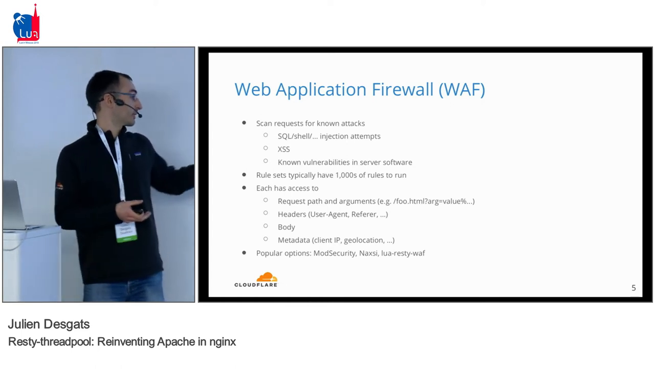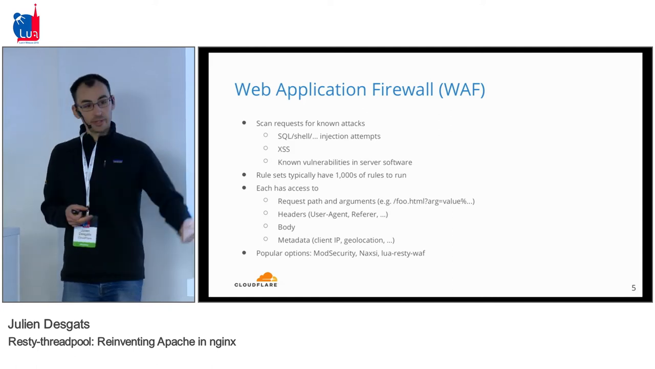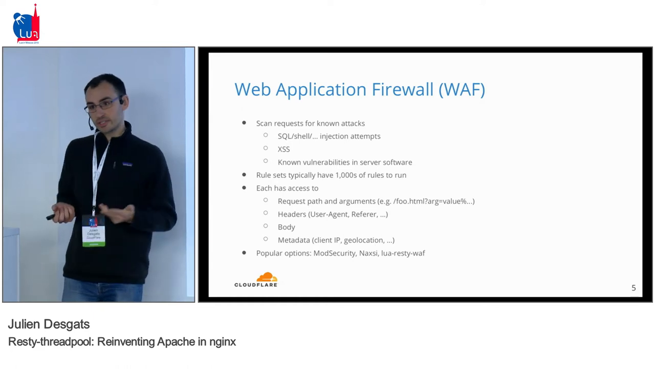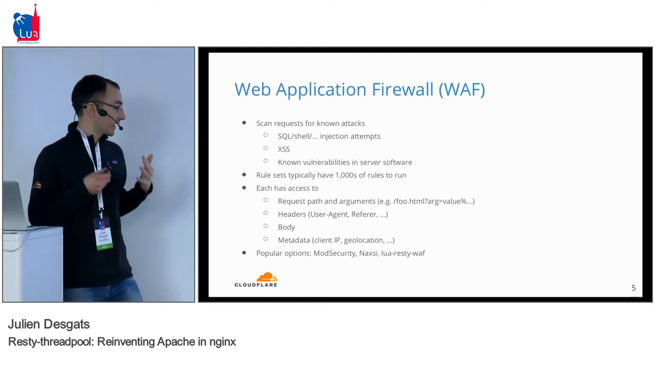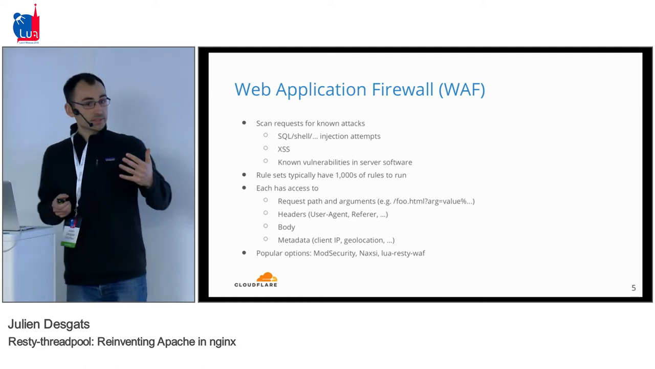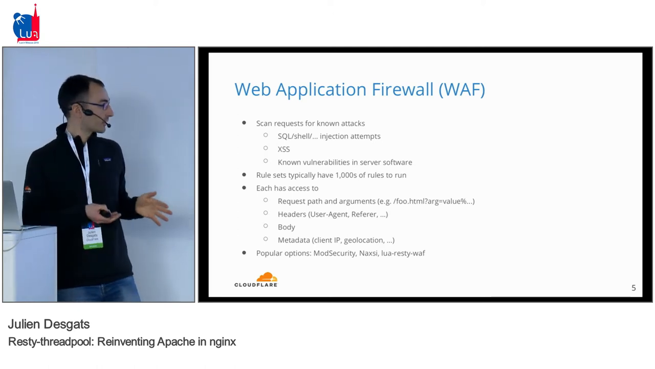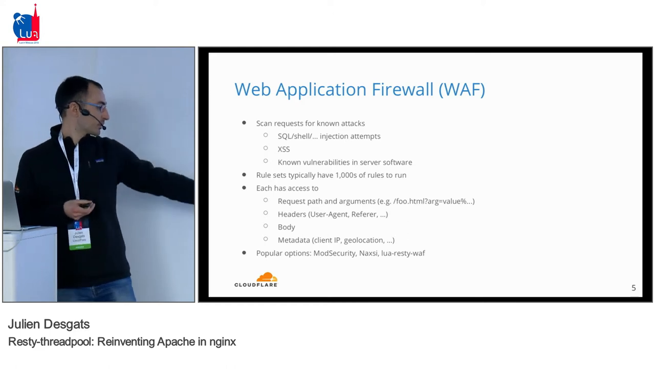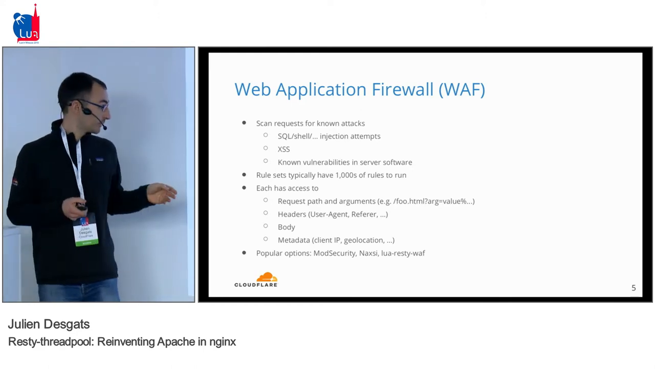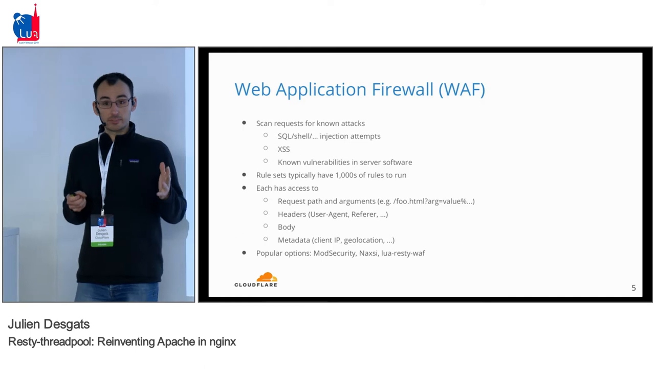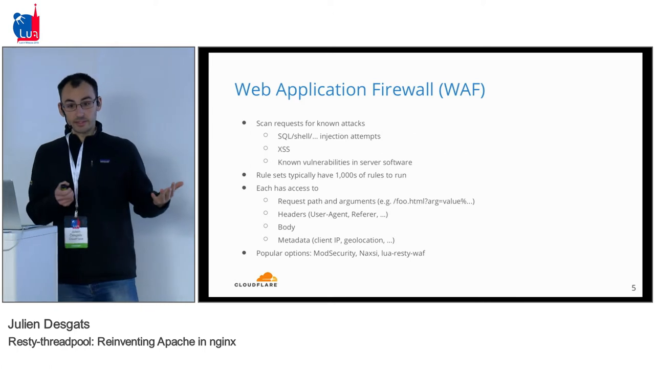especially when you think that we have to check for these attacks in the URL, in the headers, in the bodies of the requests. So there is a lot of data to process, and we have to do that very quickly. There are firewall products that you can install directly on your own server. The most popular one is ModSecurity, which runs on Apache, Nginx, and a few others. For Nginx specifically, there is also Naxsi and lua-resty-waf, which, as the name implies, is written in Lua.